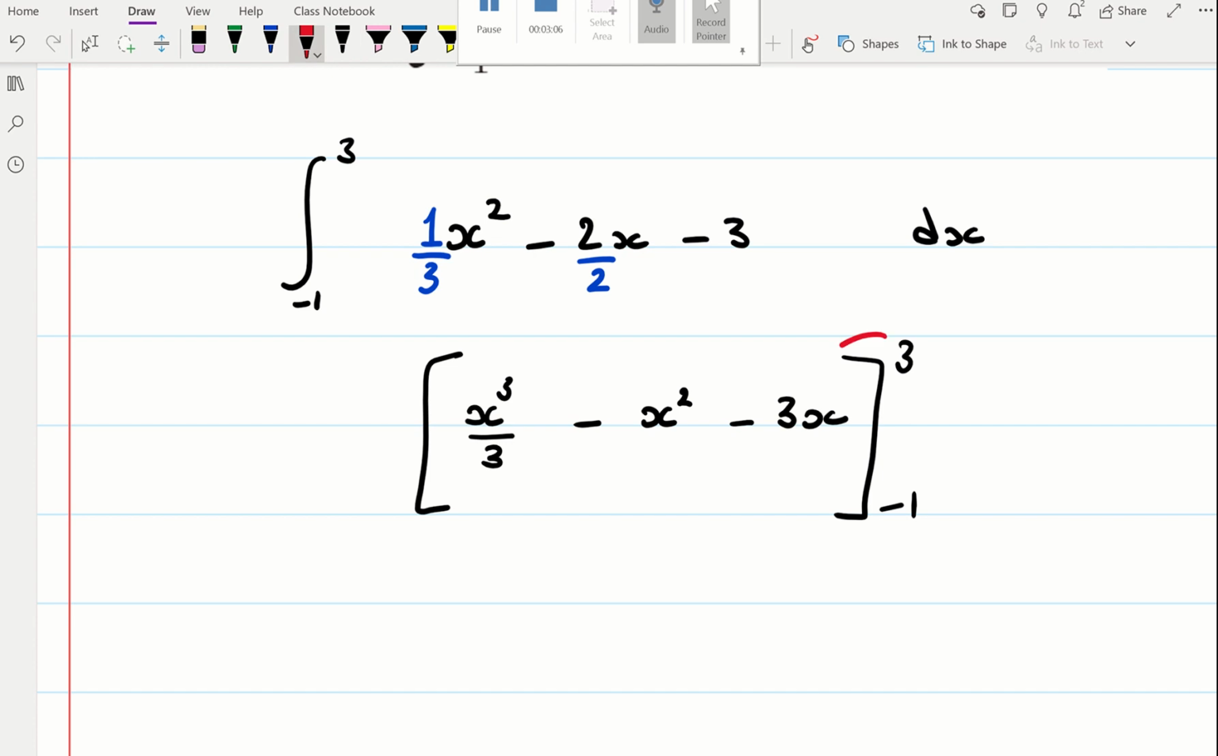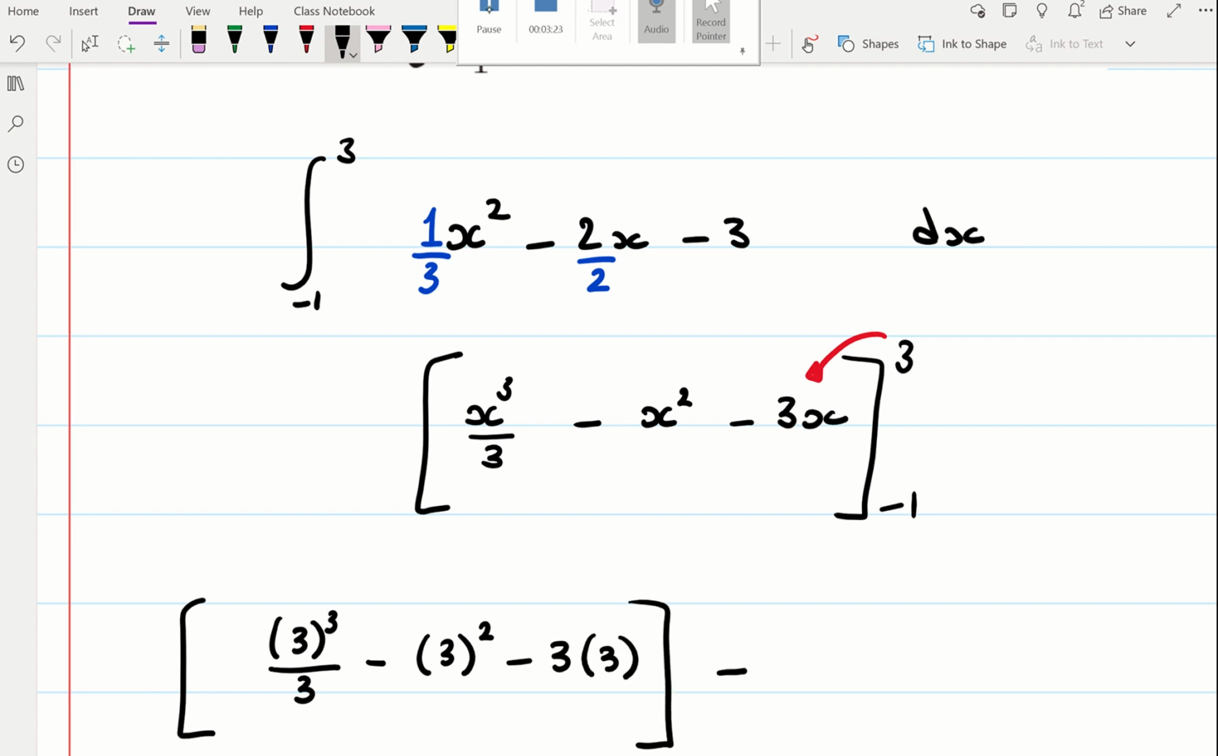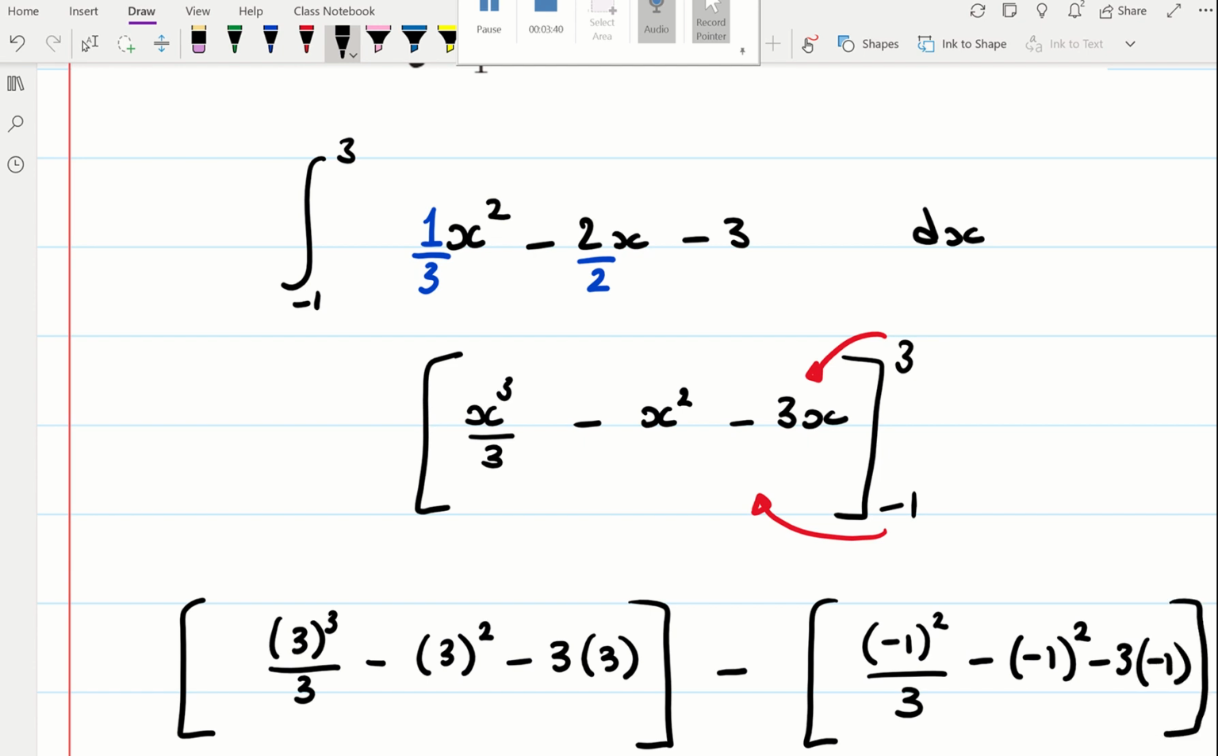And I'm going to substitute the upper limit into the whole expression first. So I'm going to open a big bracket, and then every x turns into a bracket as well, and I'm substituting the upper limit first. Close my big bracket, put my minus sign, open a big bracket, and then smaller brackets, and I'm going to substitute the lower limit into all of these terms. And then I close the big bracket.